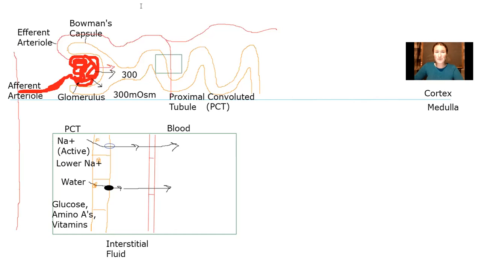And so if we would then stick some glucose channels, for example, amino acid channels, for example, into these membranes as well, then all of these things can flow down their concentration gradient again into the interstitial fluid and ultimately into the blood. So really, the main function of the proximal convoluted tubule is to reabsorb stuff back out of the filtrate that we literally just made and put it back into the blood.